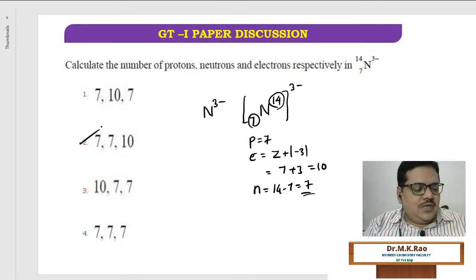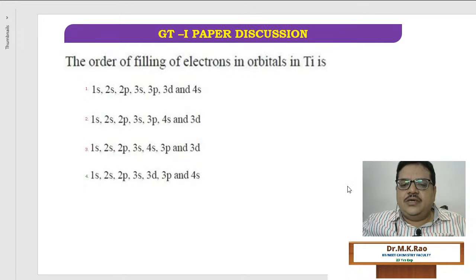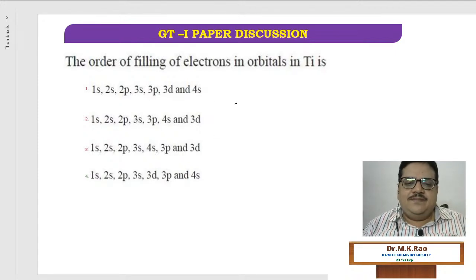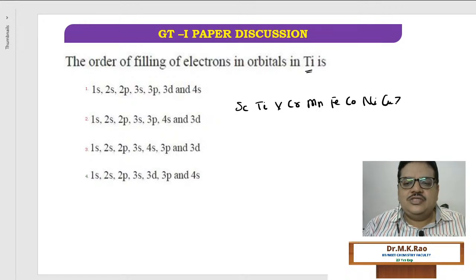Now question number 122. The order of filling of electrons in titanium. How to approach this kind of model question? First of all, you should know titanium's atomic number. Scandium, titanium, vanadium, chromium, manganese, iron, cobalt, nickel, copper, zinc.